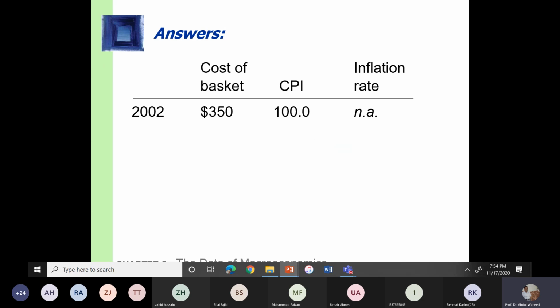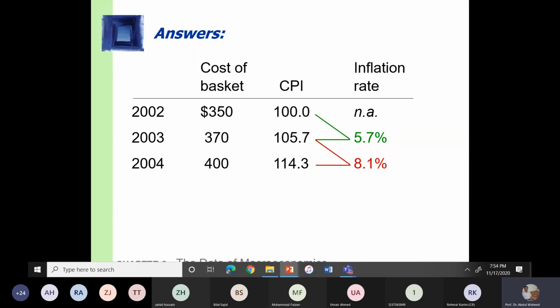Everyone's answer is the same. For 2002, cost of basket 350, CPI 100. Then cost of basket is 370, CPI is 105.7, inflation rate 5.7%. Then 8.1% inflation rate, then 2.5%. So these are the answers. Now you can just compare your answer with these answers. All correct? Whose answers are all correct? Yes, sir. Okay.